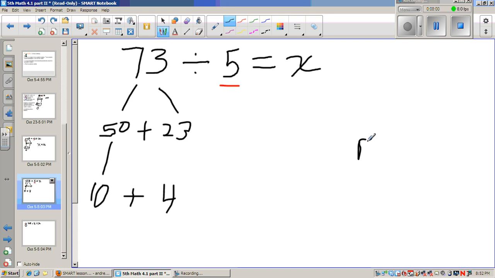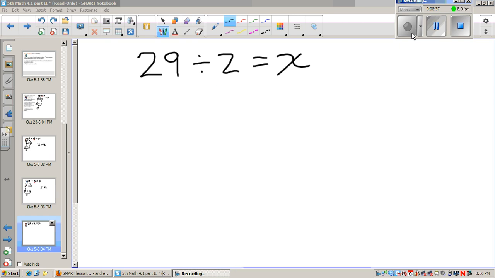So that's going to be my remainder. So I'm going to write remainder, a remainder of 3. And then I'm going to add these two numbers together. 10 plus 4 is 14. So my answer is 14, remainder 3.